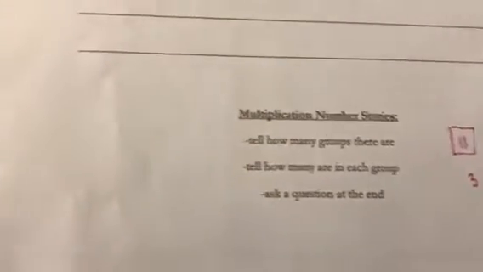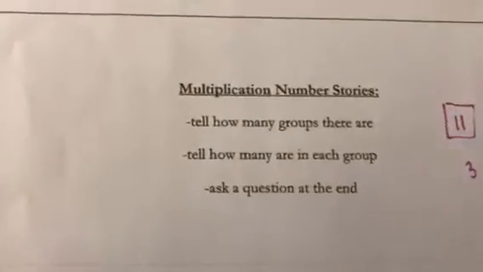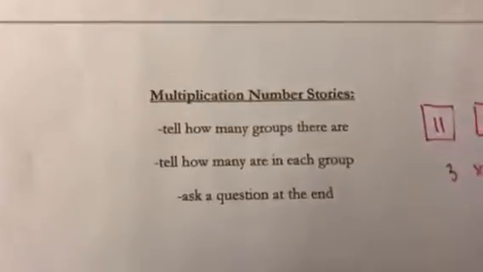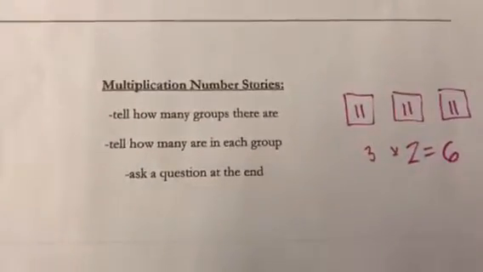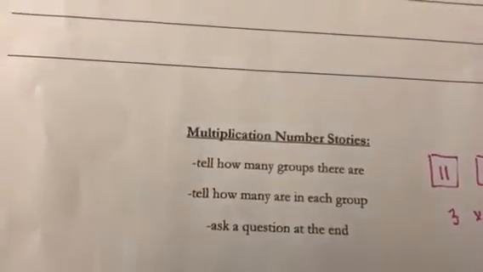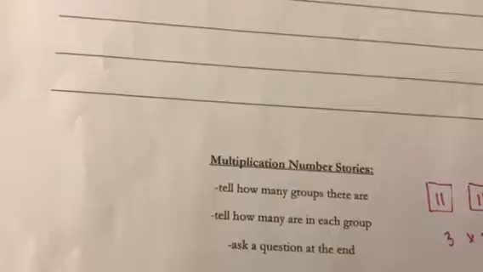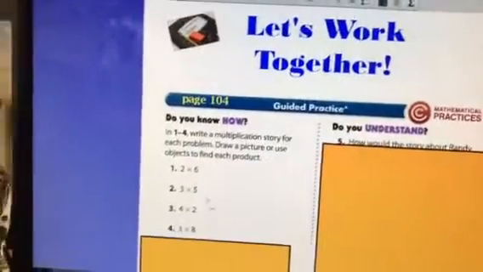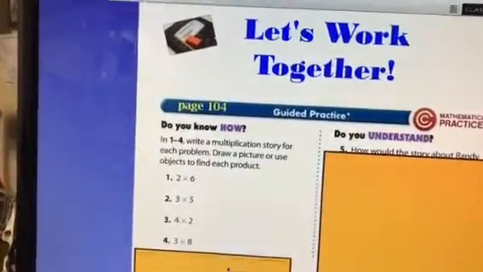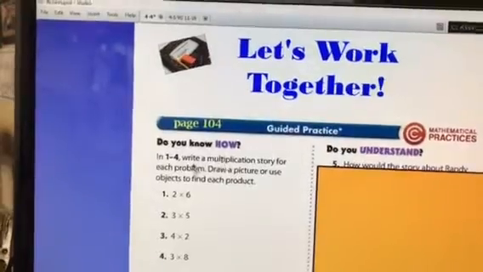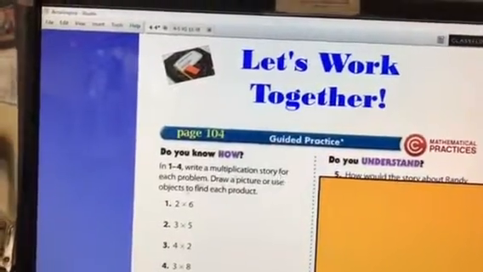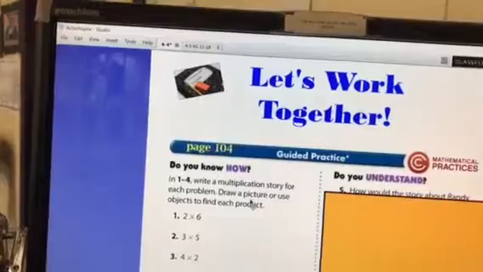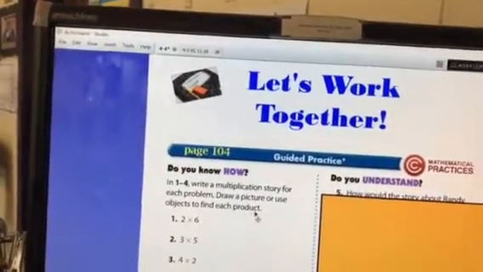So what we're doing is taking these elements and putting them together so that we can create our own number stories, so that when we go to solve another number story, it'll be a little bit easier for us. Tomorrow, we're going to work on guided practice, which is usually just the problems that we do together. Some of the things we'll do together as a group says write a multiplication story for each problem. Draw a picture or use objects to find each product.